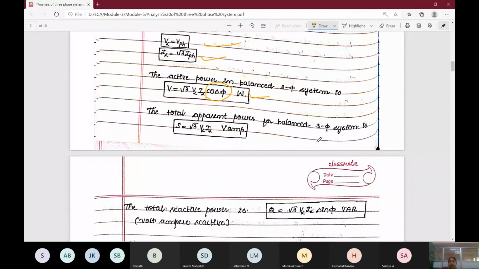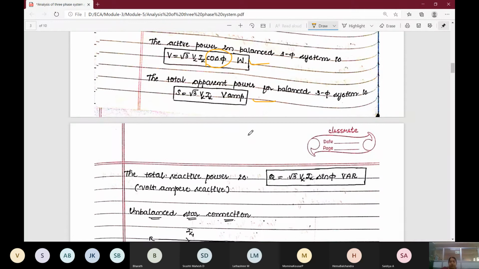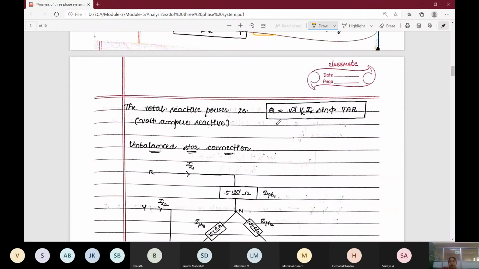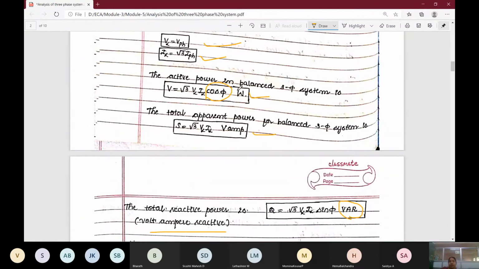Next, the total apparent power for a balanced three-phase system is S is equal to root 3 VL IL volt amps. Volt ampere is the unit. For active power it is watt, for total apparent power it is volt ampere. And one more power we have, that is total reactive power. The total reactive power Q is root 3 VL IL sin phi, and the unit is VAR, volt ampere reactive. For total reactive power we go with sin phi, and for total active power we go with cos phi. These three formulas with line current and phase current you have to remember.